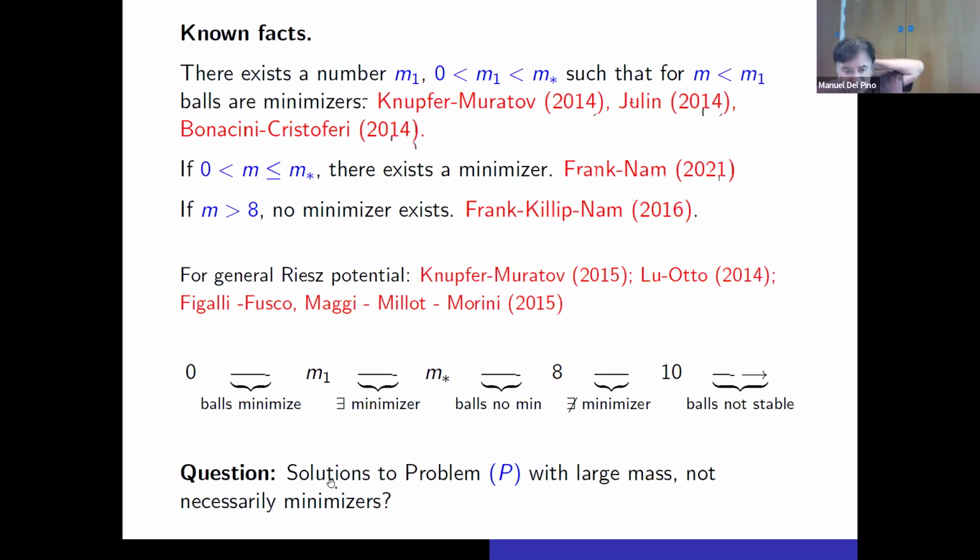Solutions. Now the question is, can we find interesting solutions, hopefully compact, bounded solutions to the problem P with a large mass, which are not necessarily minimizers? From here on, in fact, there are no minimizers. But here is the question: can we find other solutions, not just balls, that are solutions to our original problem? This is the context.